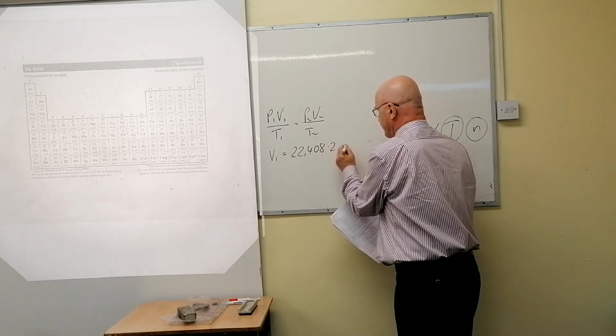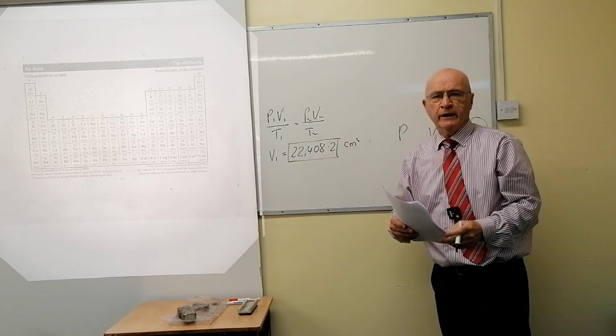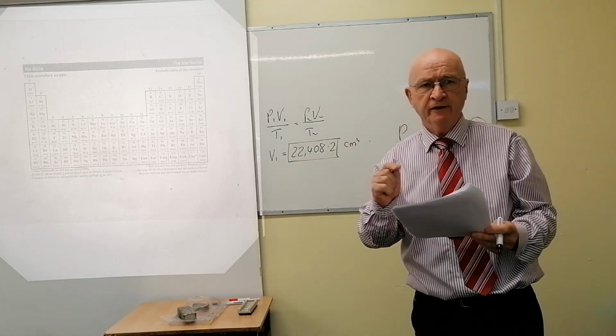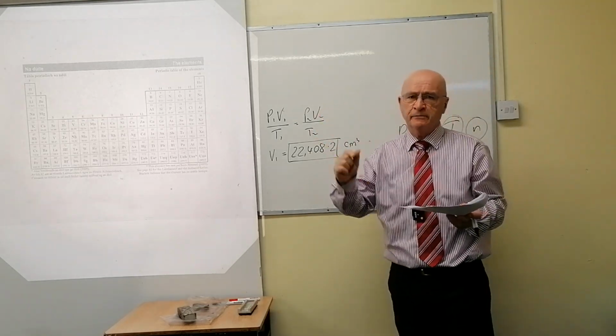408.2, if you want to be fussy, centimeters cubed. Okay, that's what it came out to be. Now try that yourself, run it through a calculator. Do it in stages now, please. I'm always frustrated here, very good students messing up this stuff.